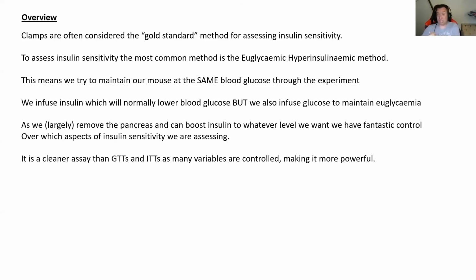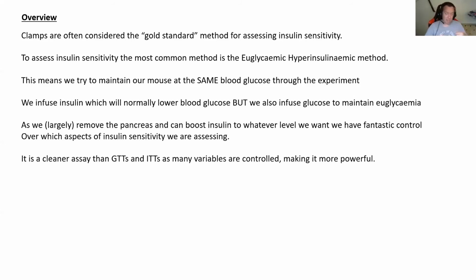With our GTTs, for example an oral GTT, how well the beta cells can secrete insulin can actually impact our blood glucose. In this case, we're getting the pancreas out of the situation. And we can select which dose of insulin we want to use. So we have a huge amount of control over which aspects of insulin sensitivity we are assessing.